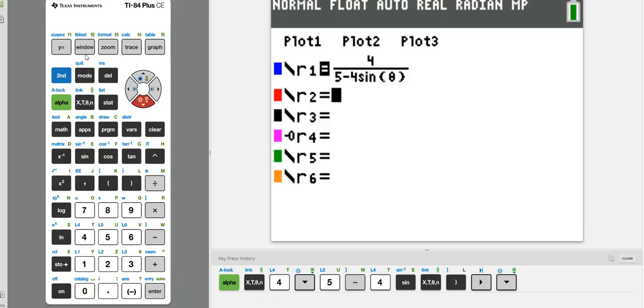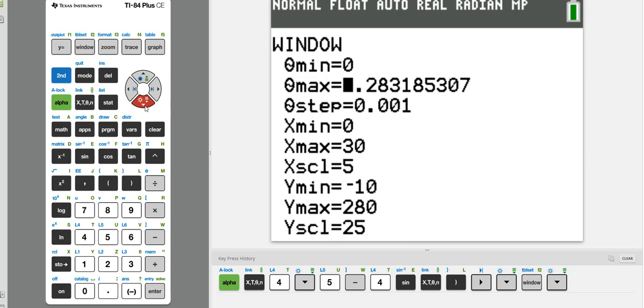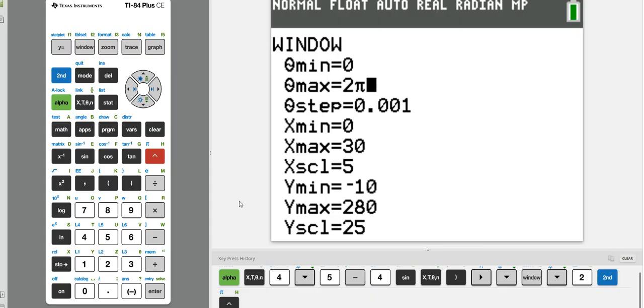For the window, generally speaking, a good setting would be to do this from 0 to 2 pi in terms of your theta. So that's what I've got here, 0 to 2 pi. When you press the enter key, that 2 pi is going to disappear, and you're going to be replaced by the decimal value for pi. Now I've got theta step as 0.001. For yourself, you might want to do theta step as 0.1. Might make it a little bit faster on your graphing calculator. The processor speed on those things seems to be a little bit slow.